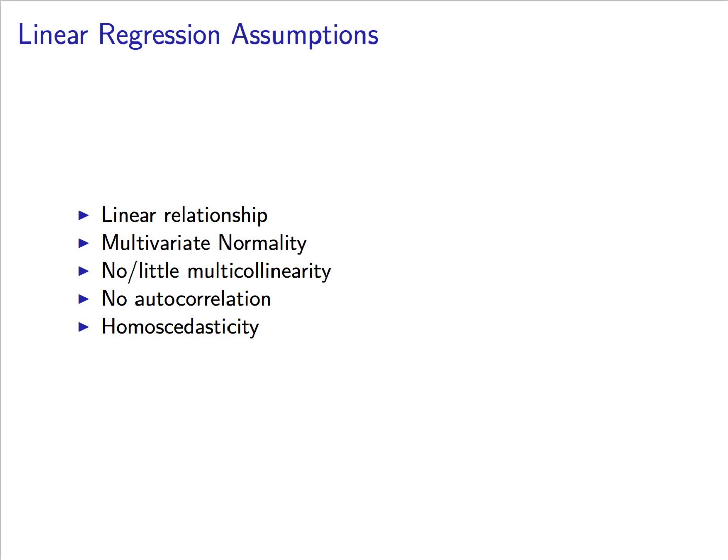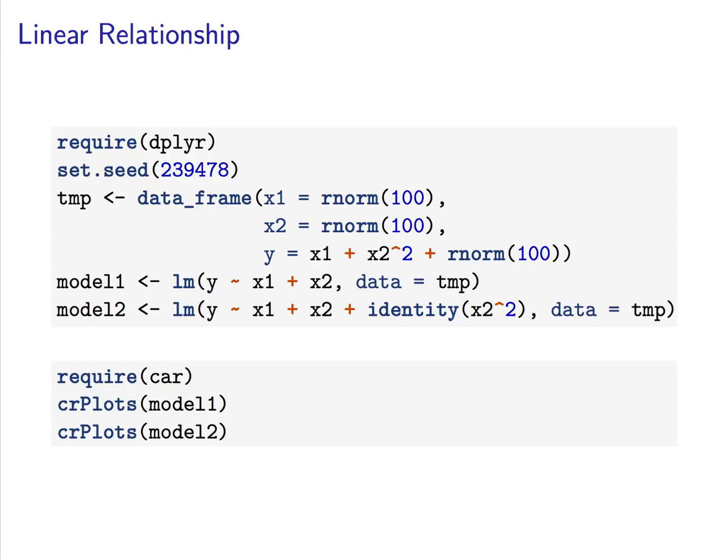The major assumptions that we make in linear regression are: we assume that there's a linear relationship between the independent variables and the dependent variable. We assume that our residuals are normally distributed. We assume that there's little or no multicollinearity between independent variables, that there is no autocorrelation, and that the error terms are homoscedastic across the range of fitted values. And we'll treat each one of these in turn.